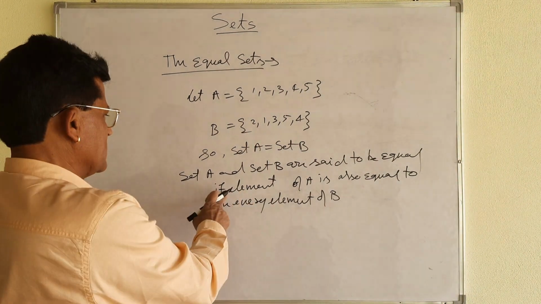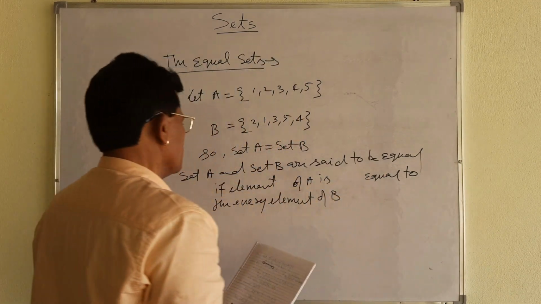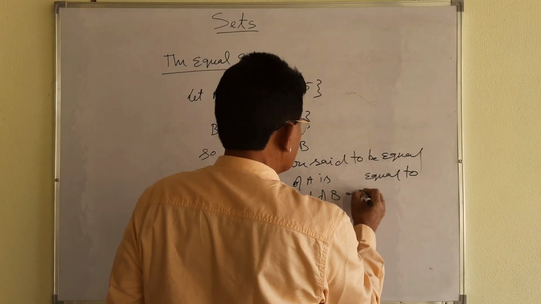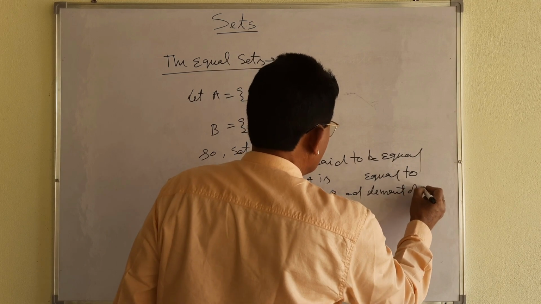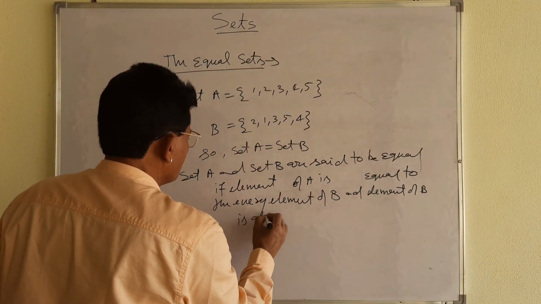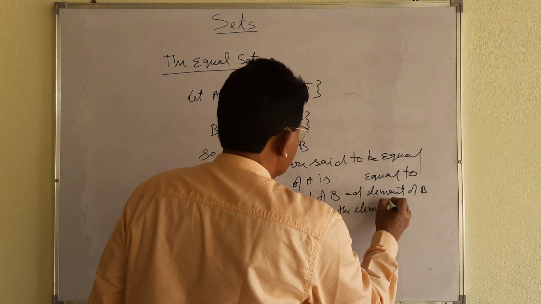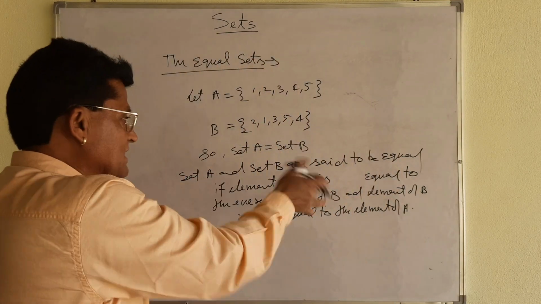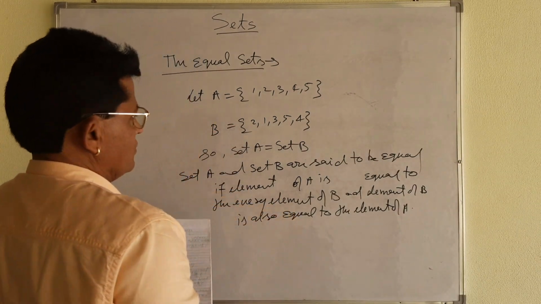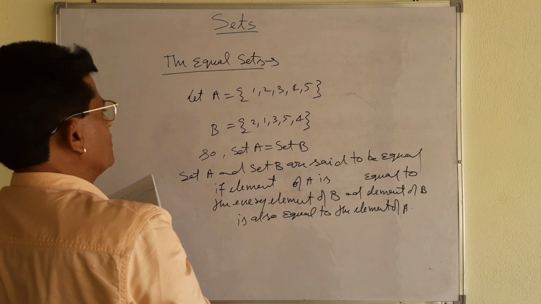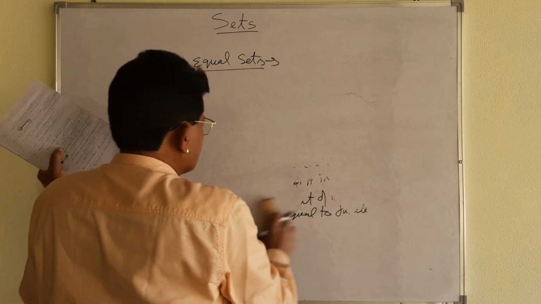If every element of A is also an element of B, or you can also write it the other way, every element of B is also an element of A, in both the sides you can see, then both sets will be equal. But one more thing I will tell you. Example I have given already. Let me take one more example here for the equal sets.